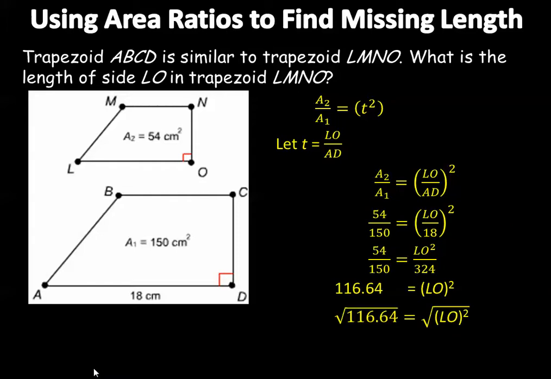Now we take the square root of both sides. That's why I've got those square root symbols there. And this is going to help us isolate LO. And so we find out that 10.8 equals the measure of LO, so it's 10.8 centimeters long. And that's what they wanted us to find out in the problem.